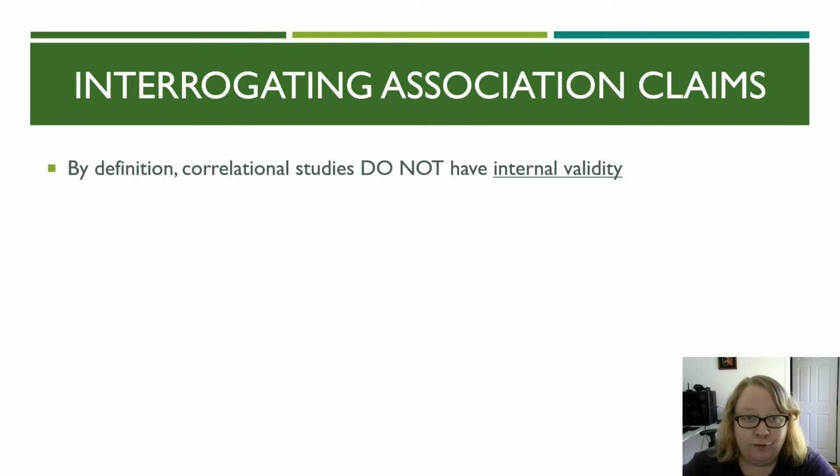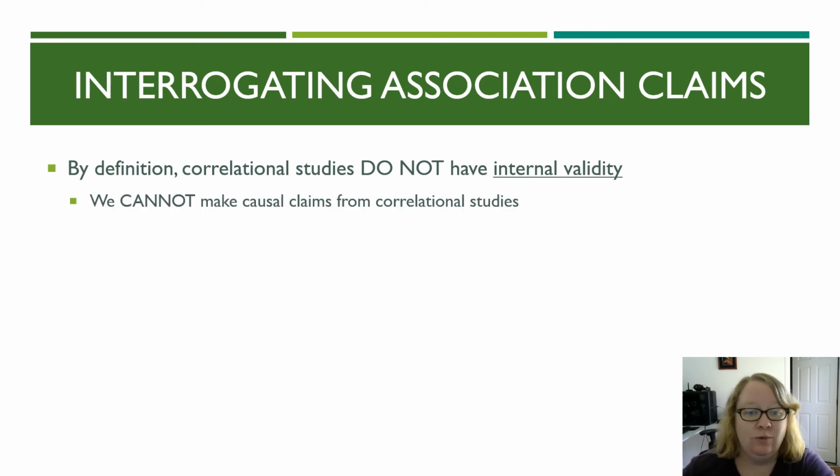All right, now our fourth type of validity that we could interrogate for association claims is internal validity, and this is really important. By definition, correlational studies do not have internal validity. They just don't. We cannot make causal claims from correlational studies. We know that right off the bat. Correlation does not imply causation. You can never make a causal claim from a correlational study design.